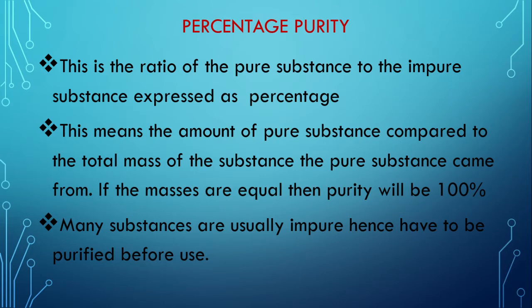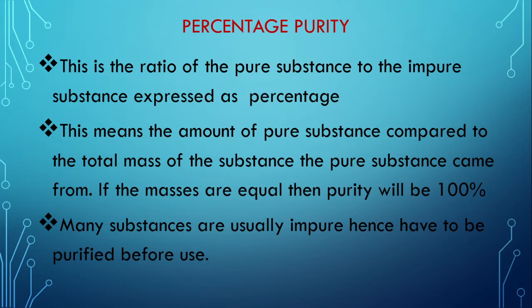Percentage purity and percentage yield are what we're going to be looking at today. So I'll start with purity. This is the ratio of the pure substance to the impure substance expressed as a percentage.